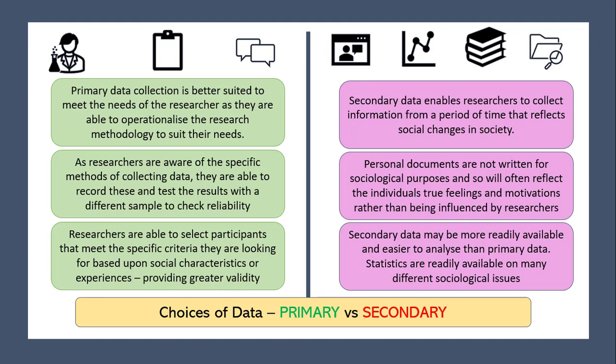So for example, if it's question A, you can give it to one sample, then you can give it to another sample, and it can help you to check your reliability. Also researchers are able to select participants that meet the specific criteria they're looking for based upon social characteristics or experiences, and this gives them greater validity. If they want to look at, say, the LGBTQ community, they know specifically that the sample they're selecting is from that community. If they want to look at working class students, they will know how to define a working class student, so that's an advantage of primary data.